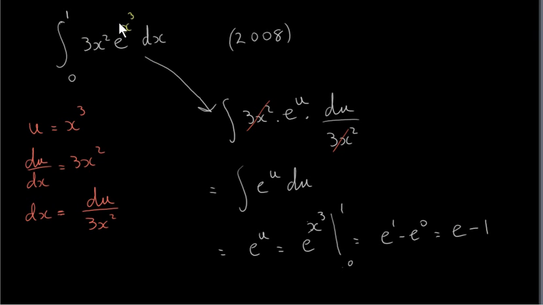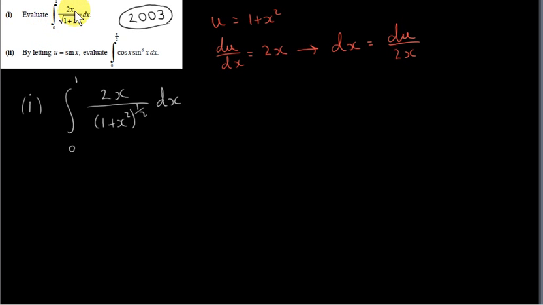You know, if we had, say, x to the power of 4 here instead of x cubed, then we're in trouble, because the derivative of x to the power of 4 is not 3x squared. It's 4x cubed. Substitution won't work in that case.